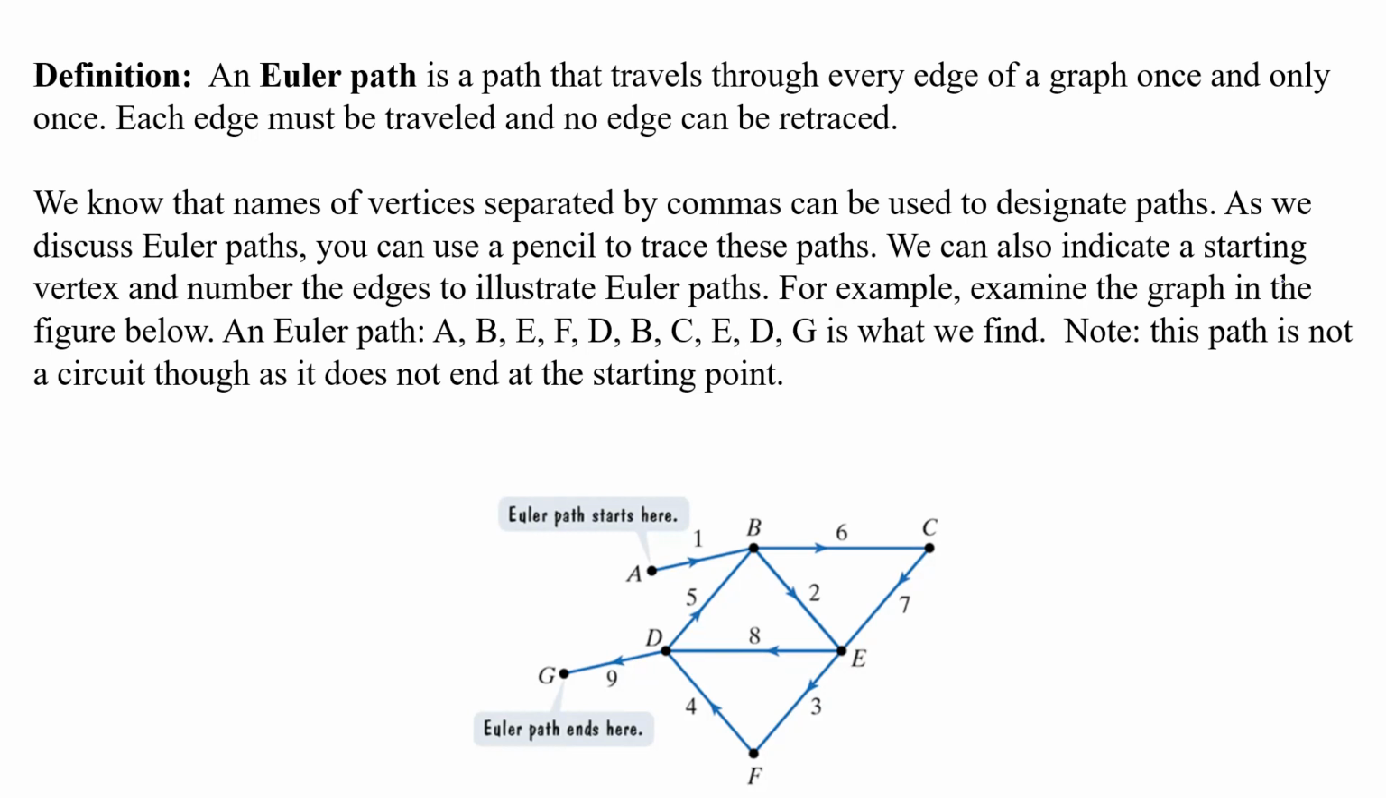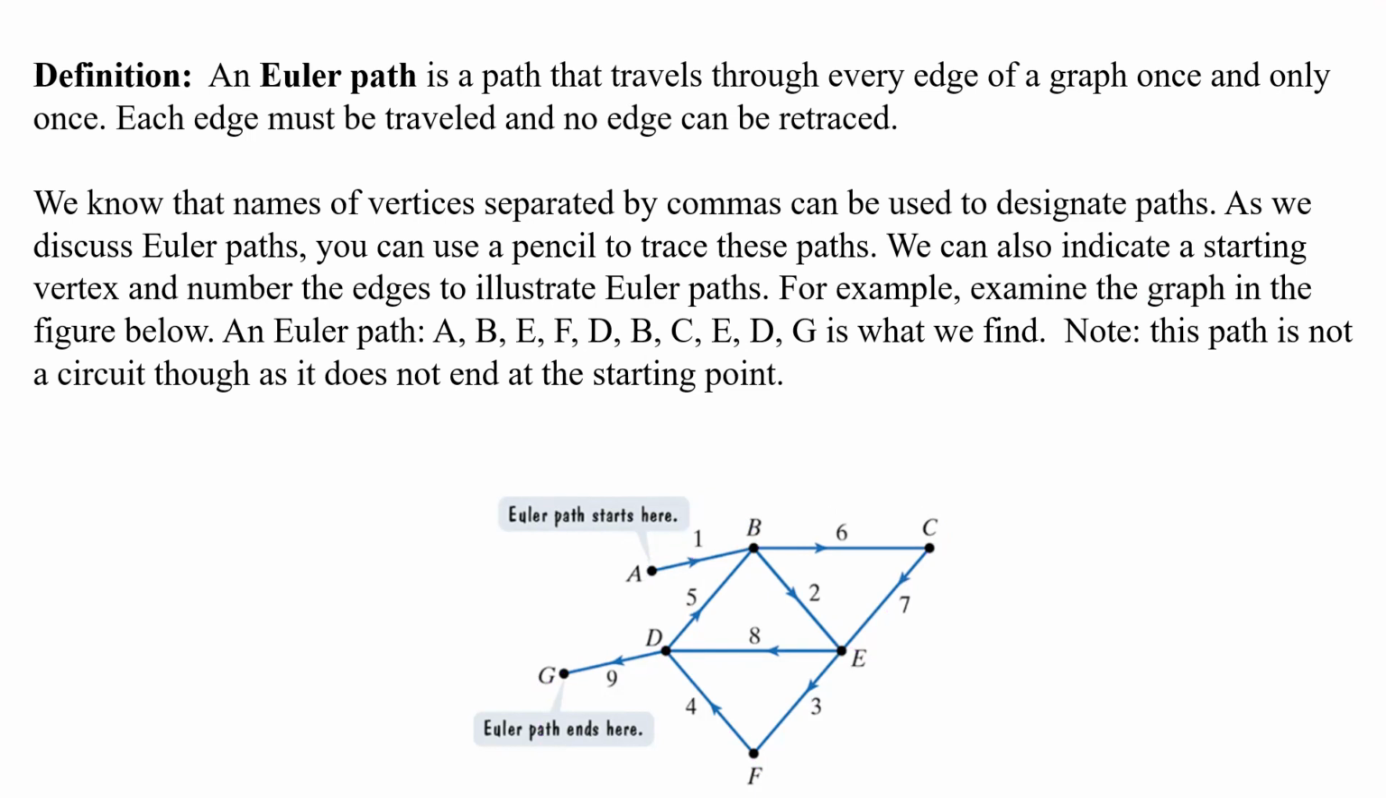For example, in this graph below here, we can use the Euler path going from A to B to E to F to D to B to C to E to D to G. And what it looks like is, if we look from A to B, we have that. And so we're going from down here, A to B, B to E, E to F, F to D, D to B, and B to C, C to E, E to D, and then D to G. So it ends here and started there and went through all the edges exactly one time.